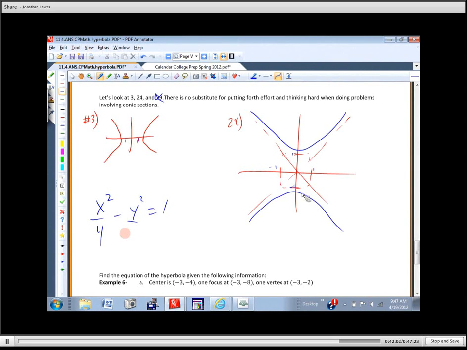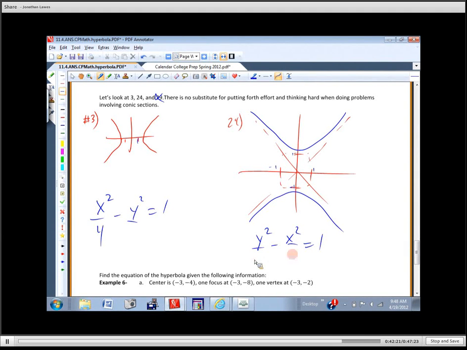Let's take a look at this. These are all 1. So you go up 1 and over 1. Okay, it opens up and down. Which variable is positive? Y. So this is going to be a y squared. Again, the center's at 0. An x squared, and this is going to be a 1.